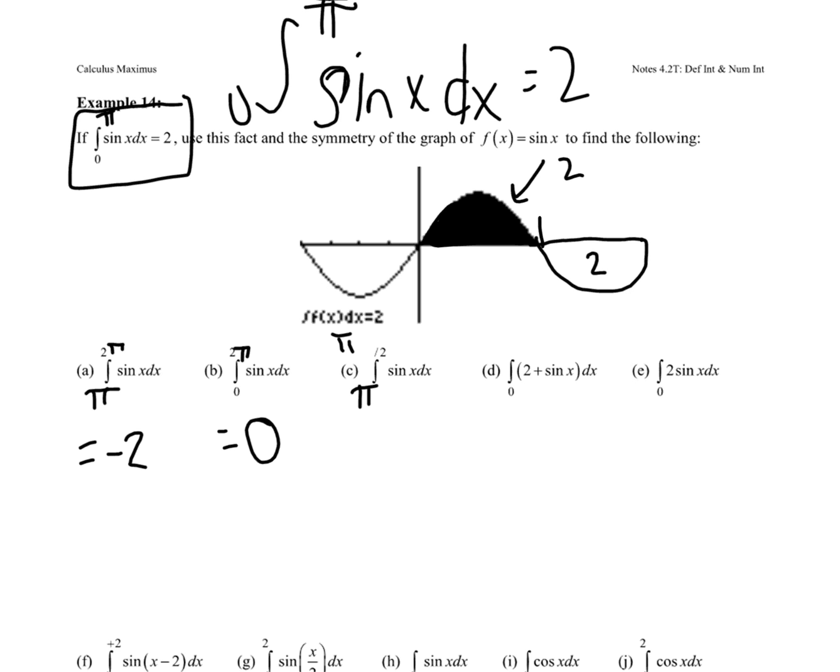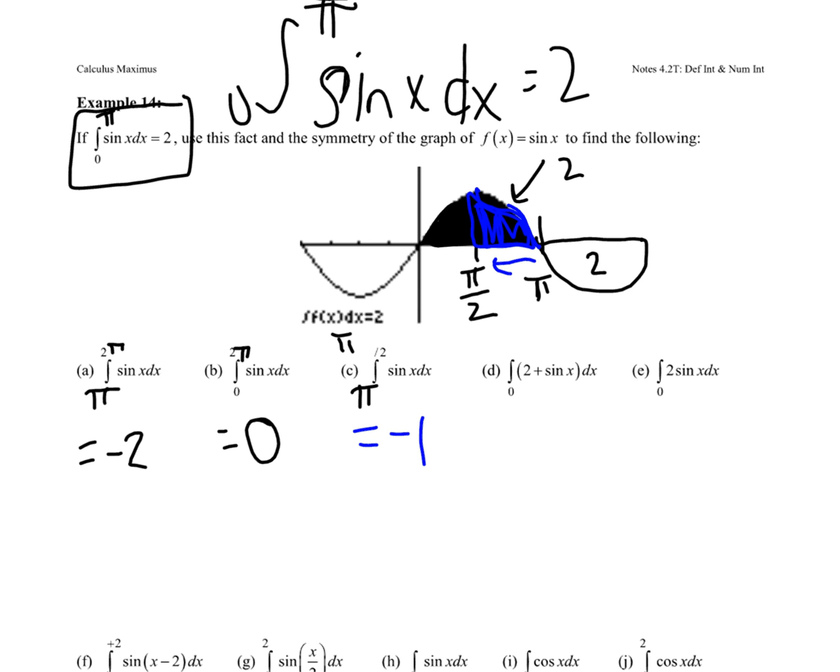This one's going from pi to pi over 2. Pi is here. Pi over 2 is here. So we're going from here to here. If that whole area is 2, this area is 1. We're going backwards, so this is going to be negative 1.